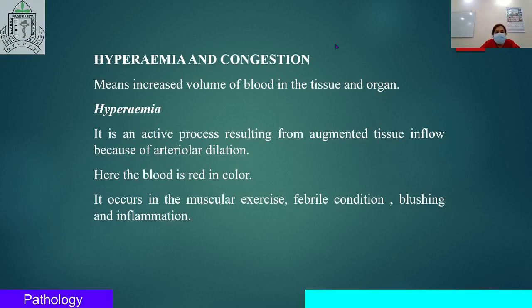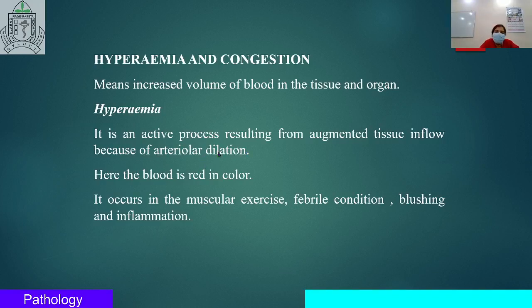In hyperemia and congestion, in both cases, there is increased blood volume in the tissue and organ. But there are two different processes. Hyperemia is an active process. Congestion is a passive process. In hyperemia, there is increased or augmented tissue inflow. In congestion, there is decreased tissue outflow. The process is arteriolar dilatation in hyperemia and venous obstruction in congestion.